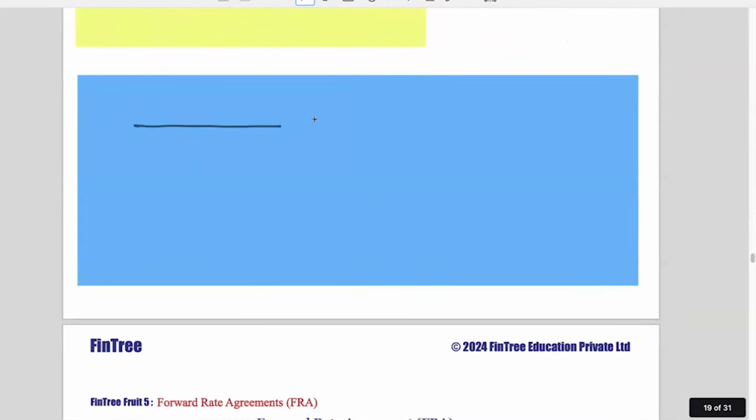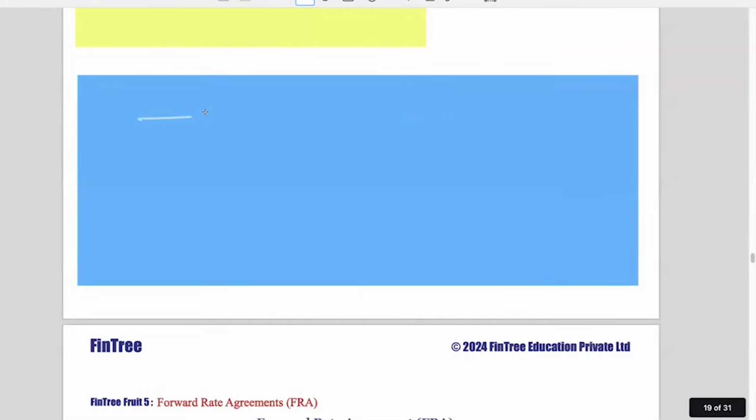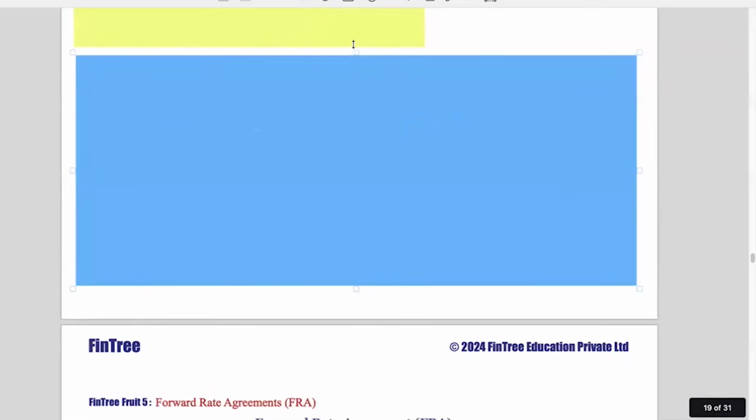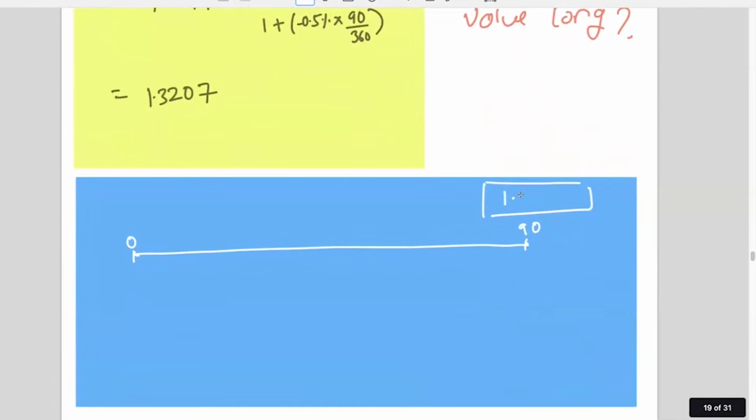So this is your timeline. Let's do white and blue. This is day 0. This is day 90. What we've done is we have already booked a 90-day contract. At what rate? At 1.3207.